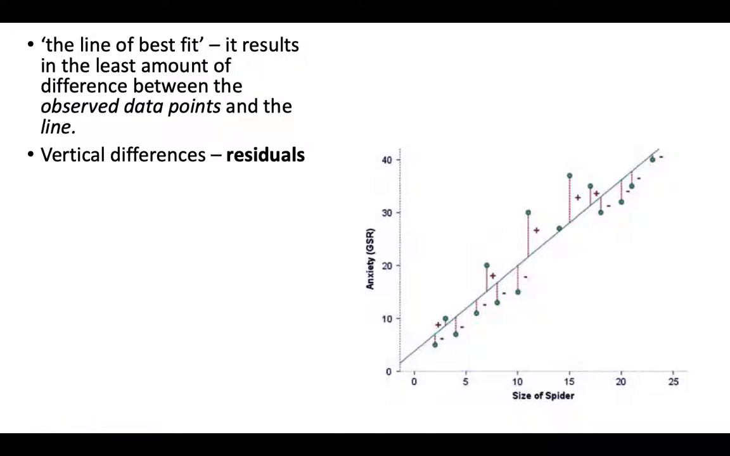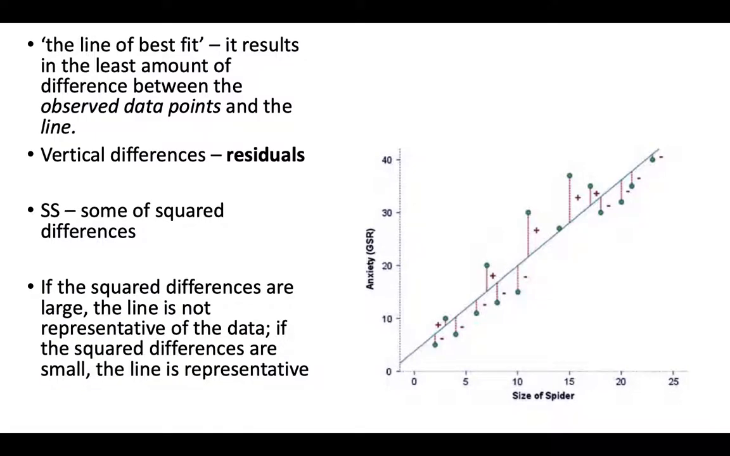In order to express it in one number, you have to square these numbers because we have positive and negative values. Remember that if we add them up, it will result in a negative number. So the strategy we use is that we square them. For example, if this one is -5, then when you square it, it will be 25. So you square each value and then you add them up, and it will be the sum of squared differences, or SS. If the squared differences are large, the line is not representative of the data. So if it is large, it means that these differences are big. So this line is not very close to our data, so it doesn't represent our data. If the squared differences are small, the line is representative.